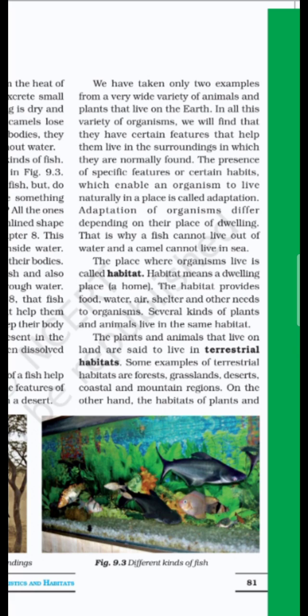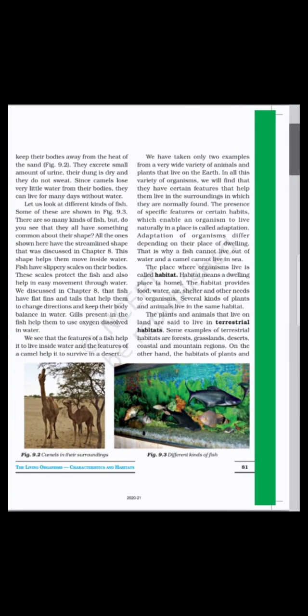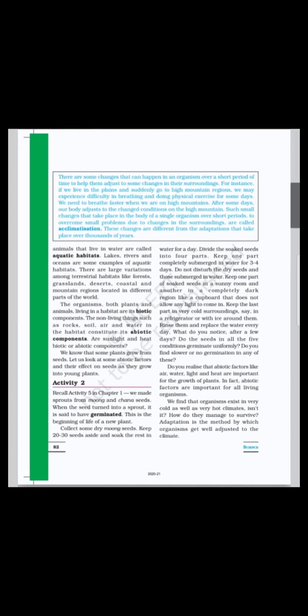and the plants and animals that live on land are said to be in terrestrial habitats. Some examples of terrestrial habitats are forests, grasslands, deserts, coastal and mountain regions. On the other hand, the habitats of plants and animals that live in water are called aquatic habitats.